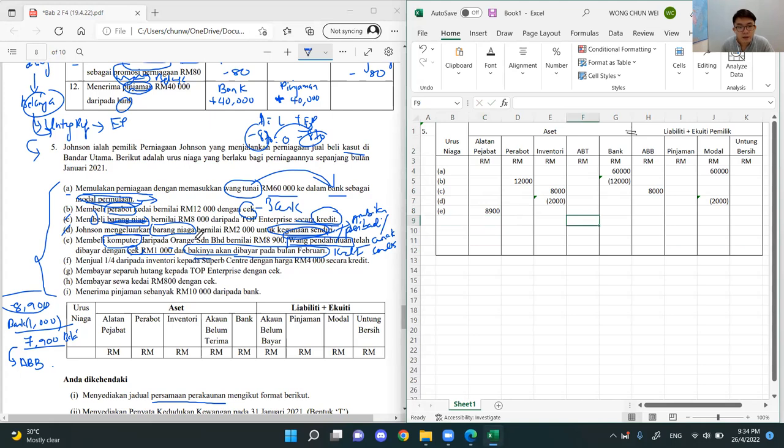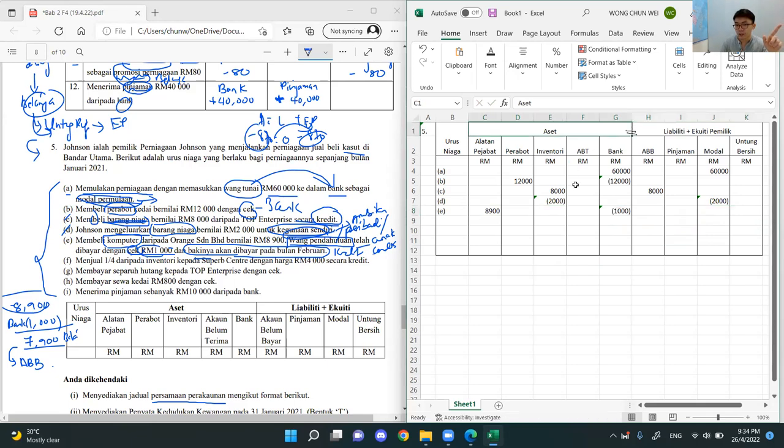Okay, and then kita telah bayar dengan cek 1,000 ringgit. So under bank there, my money actually telah tolak 1,000 ringgit. Okay, and lastly, ada remaining baki. If you stop here, jika kamu stop at here, salah.